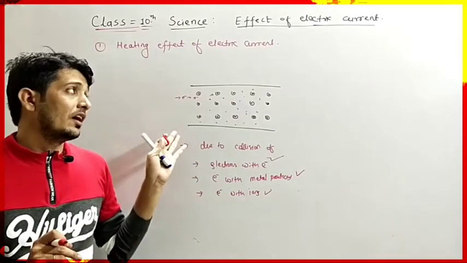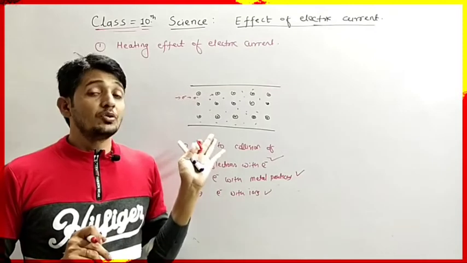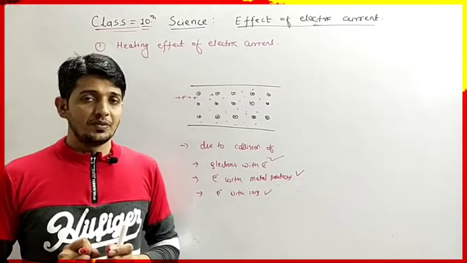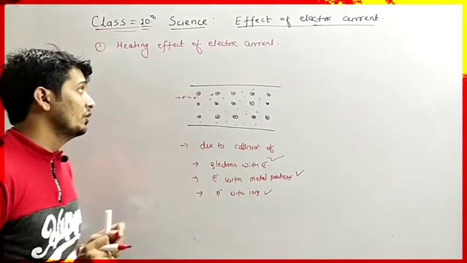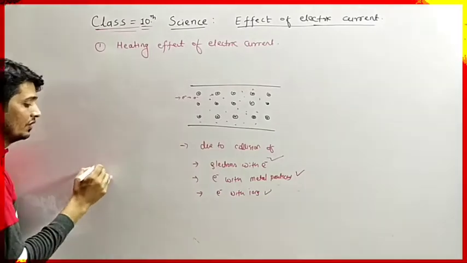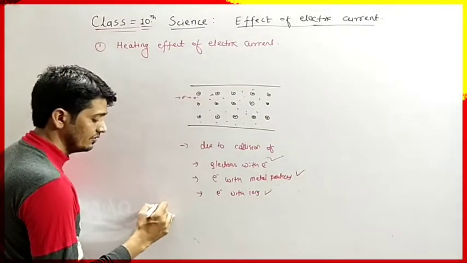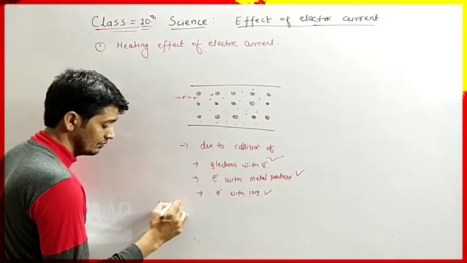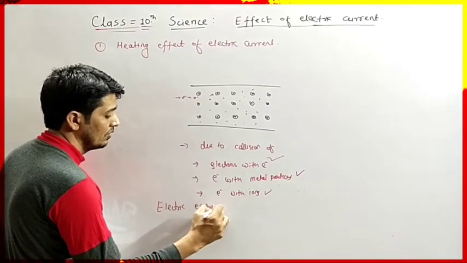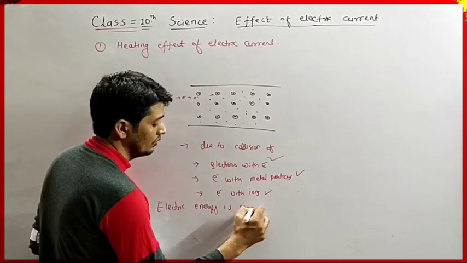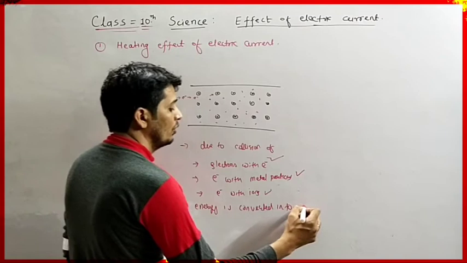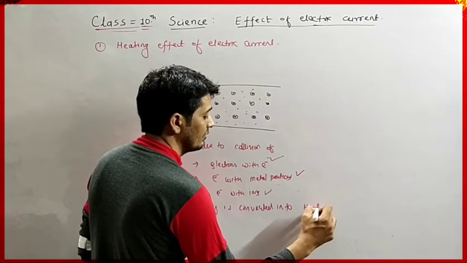Okay, so here we have understood how the electric current is converted into heat energy. So here you have to write how electrical energy is converted into heat energy. So electric energy is converted into heat energy.